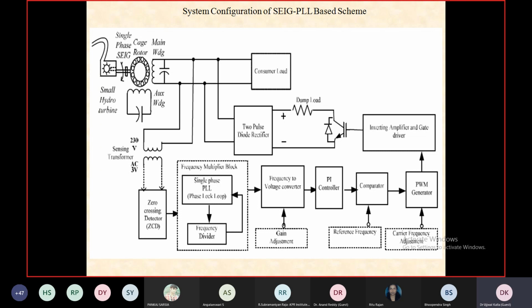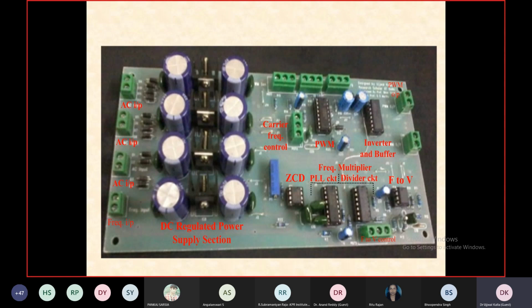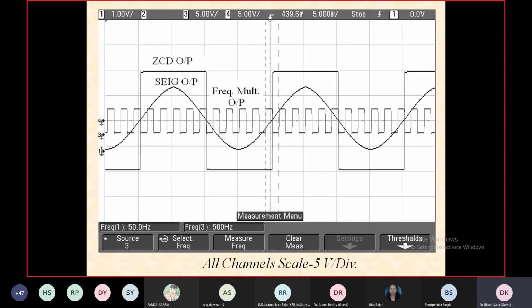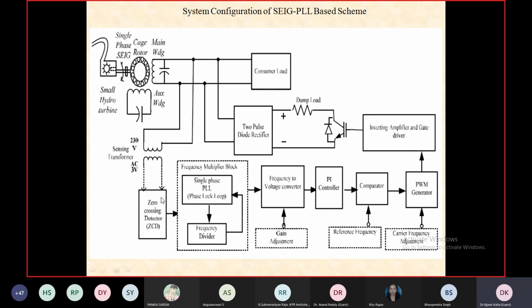So here in this system we are taking system frequency as a feedback variable. In this control I have taken the system voltage as a sample, then using a zero crossing detector we converted that signal into a square wave signal. See, this low frequency sinusoidal signal is the output of the generator. So using the zero crossing detector, I have converted that into a square wave signal.